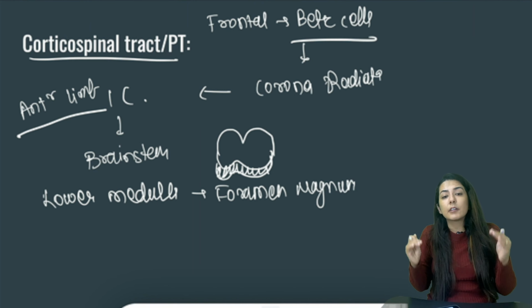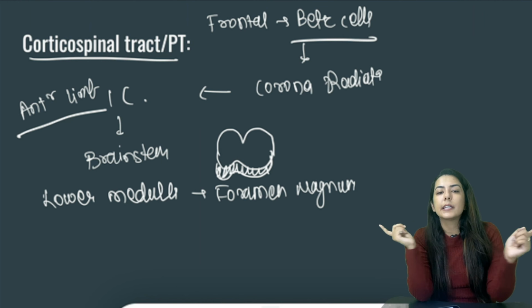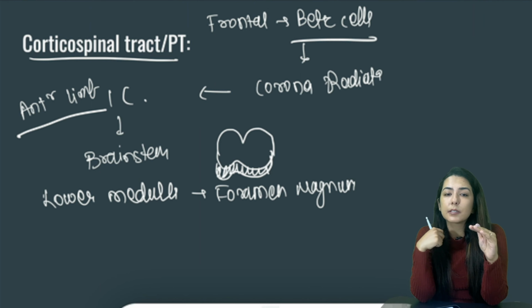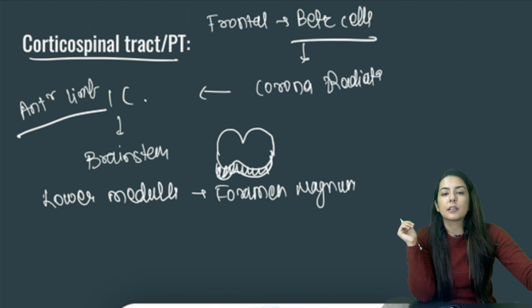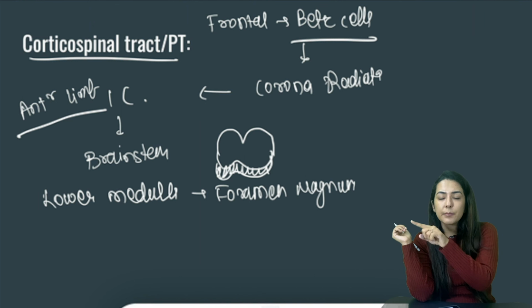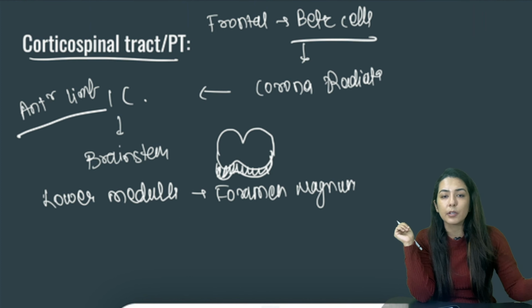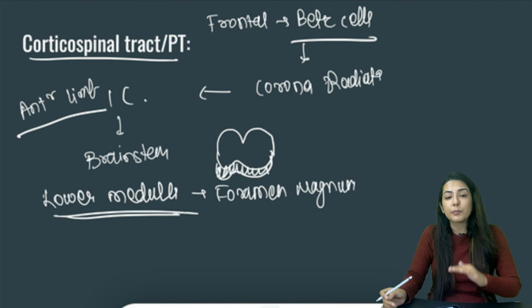At the level of this lower medulla, the corticospinal tract will decussate. They will cross over each other. So this is important. If the right frontal lobe is affected, for example in stroke, left hemiplegia occurs. Why? Because the fibers that were coming from the right frontal lobe are crossing at the level of the lower medulla to the opposite side. Okay, I hope I am clear with this. This is important.